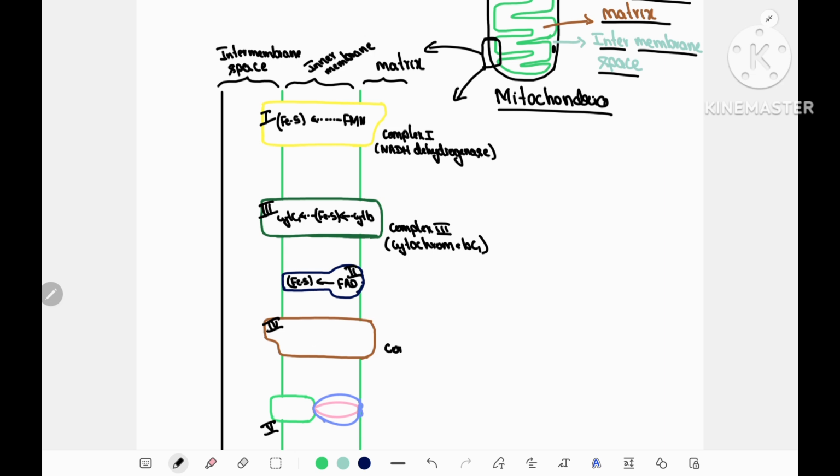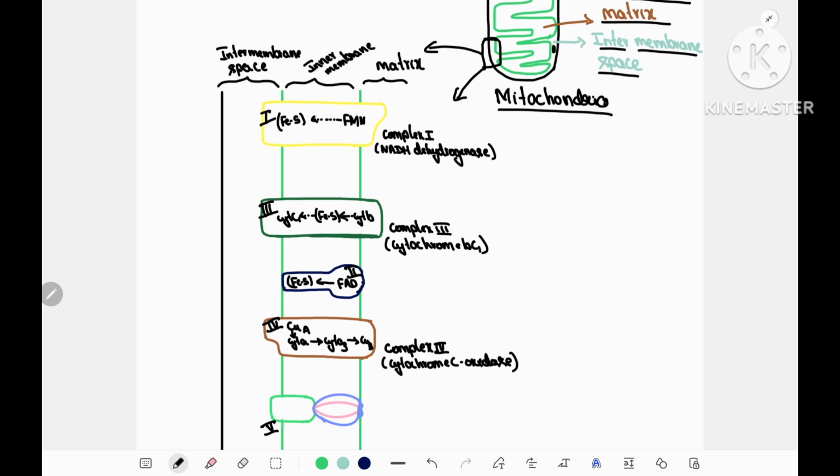Then complex 2 consists of FAD, flavin adenine dinucleotide, and FeS as the electron transporters. Complex 4 is otherwise called cytochrome c oxidase. It consists of two copper ions, copper A and copper B. Along with that, it contains electron transporters cytochrome a and cytochrome a3. Here is copper A, cytochrome a3 and copper B.